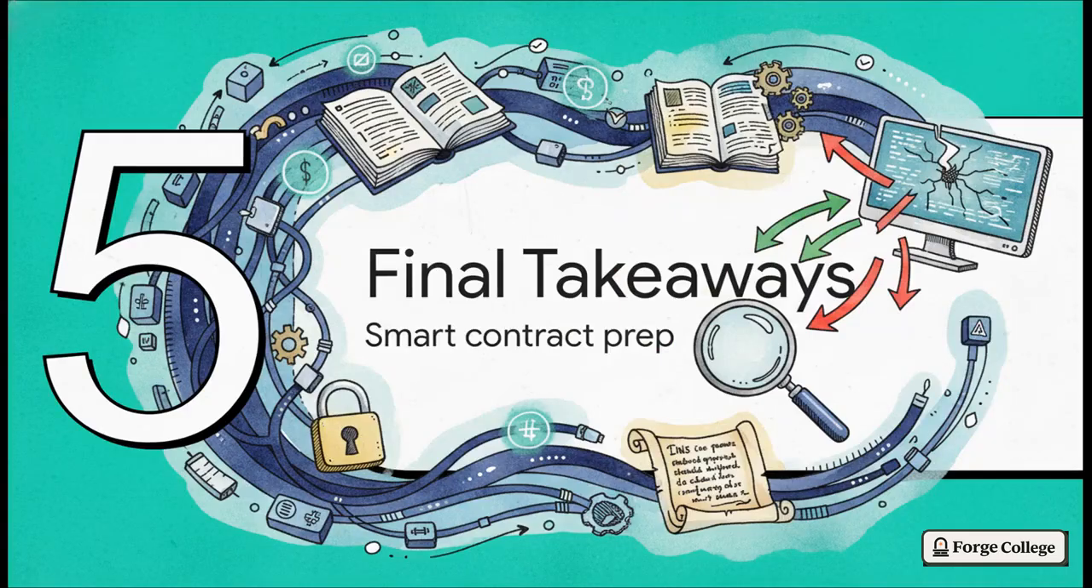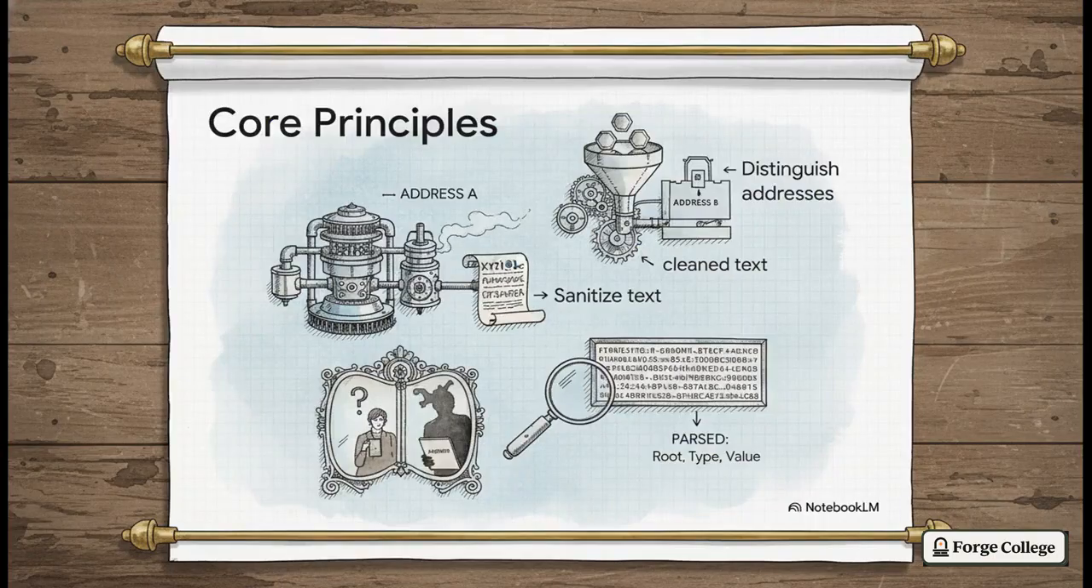Section 5. Final takeaways. Preparing for smart contract integration. And this brilliantly illustrates why mastering the read side of ENS is exactly what prevents catastrophic bugs on the write side. Let's do a rapid-fire recap of our blueprint rules to make sure these technical guardrails are fully memorized. 1. Distinguish address types. Always know if you're looking at coin-specific or native. 2. Sanitize all text fields. Trust absolutely no one. 3. Parse content hash prefixes to avoid broken links. And 4. Always consult reverse resolution to ensure the identity is authoritative.